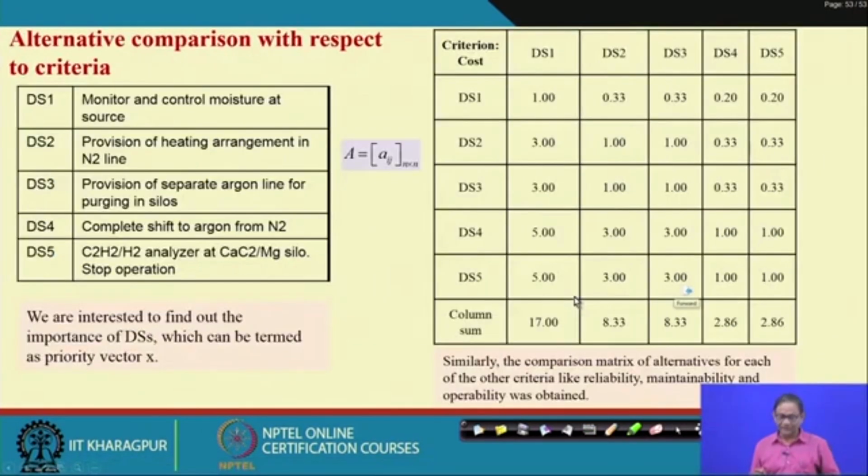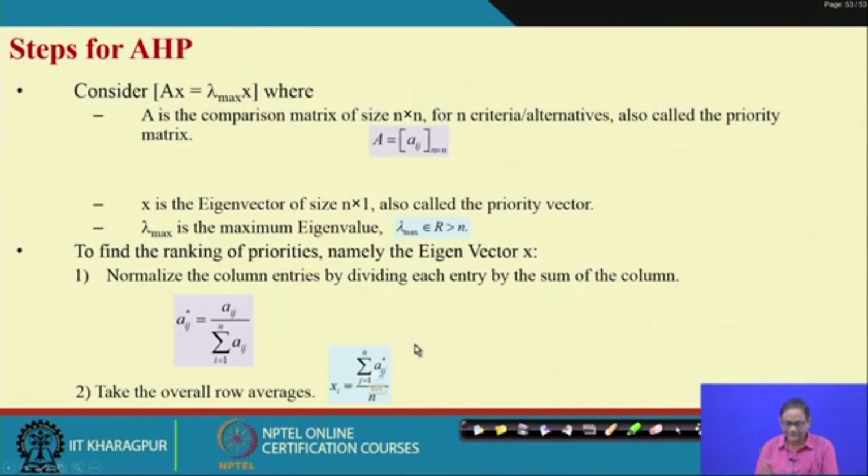Now, we will see how the best solution is achieved. Okay. So, the mathematics behind AHP, we will not go into the depth of the mathematics, but please understand what A is. A is the comparison matrix. What is X? The priority vector. Then what is lambda max? Lambda max is basically the eigenvalue of the comparison matrix A.